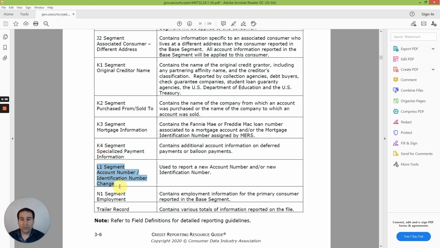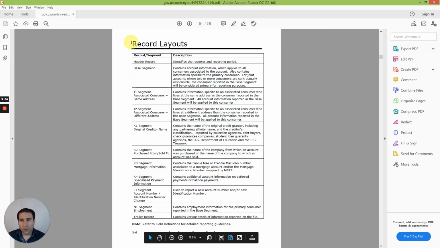Your L1 segment is if there is an account number or identifier number change. Your N1 segment is where the employment information for the borrower is reported. And your trailer record is similar to the header record in that it's just information that is transmitted with the data file to further help the computers recognize and know how to index and store this data when the bureaus receive it. So this is the initial part of your records layout in Chapter 3.